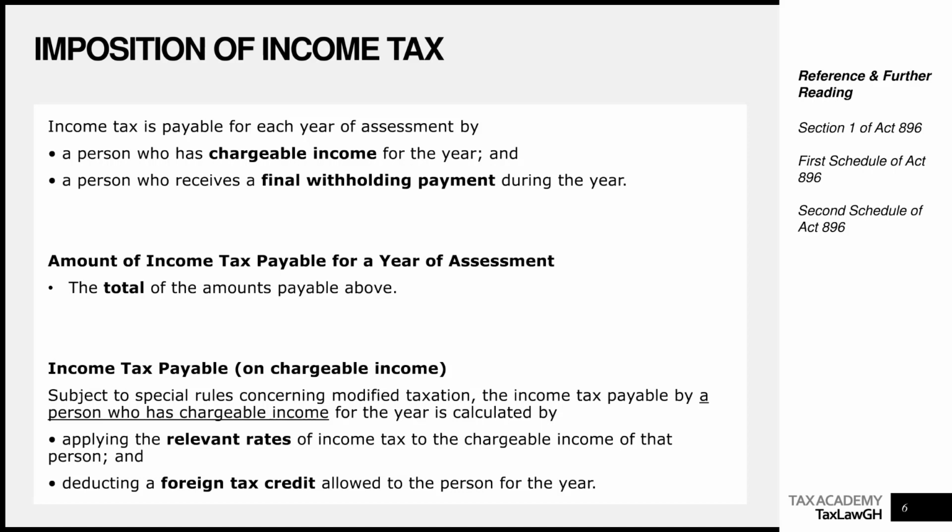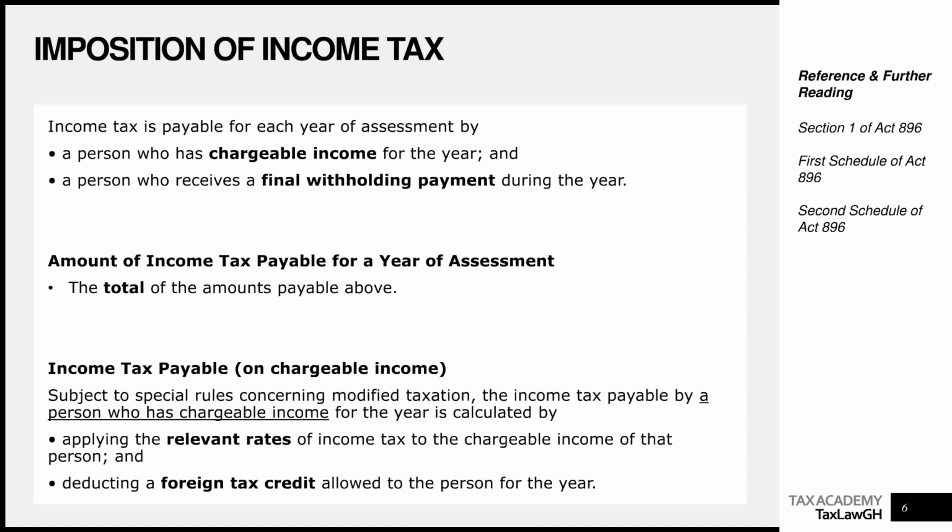So the total amount of income tax payable will definitely be the sum of the 2 amounts above. You add the tax on the chargeable income and the tax on the final withholding payment. The sum of the 2 is what will give you the income tax payable by a person for a year of assessment. We've mentioned chargeable income. We've mentioned final withholding payment. Now let's look at income tax payable on a person's chargeable income.